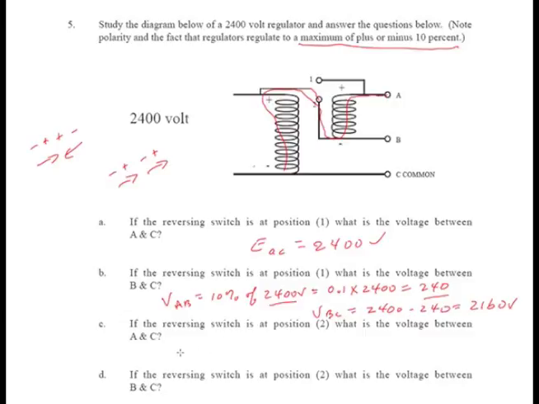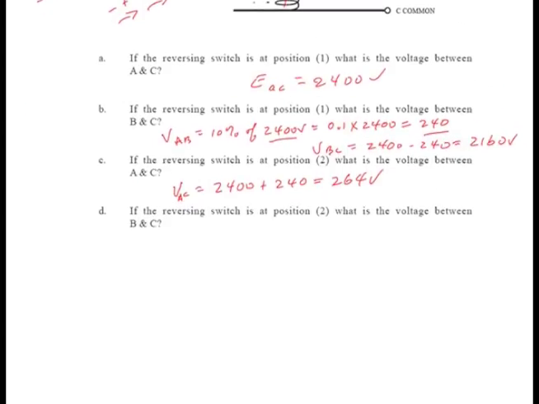So the voltage from A to C is going to be the sum of these 2 voltages, 2400 volts plus 10% of 2400, which is 240. So the voltage then is 2640 volts. Okay, I'm going to leave D for you to work out.